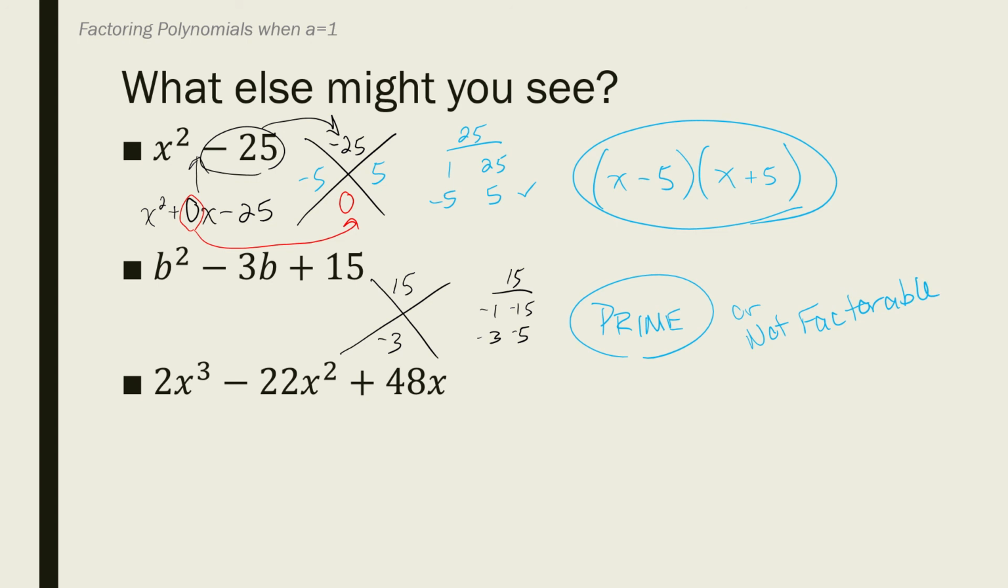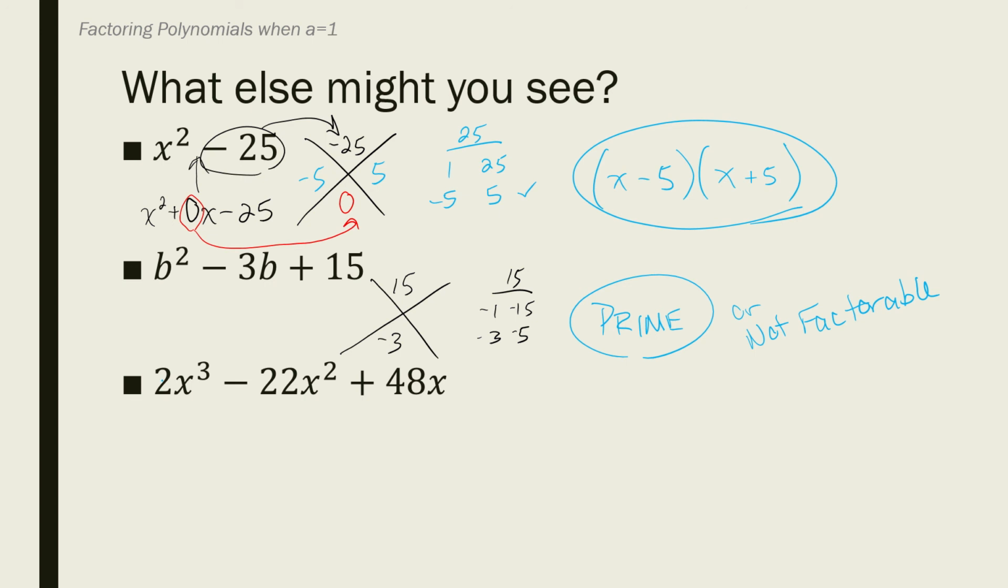So that is a possibility with this type as well. And let's look at one more example. The different thing about this last example is this 2 up front here. If you look back to the title of this lesson, it says factoring polynomials when a equals 1. I haven't really addressed that, what this a equals 1.